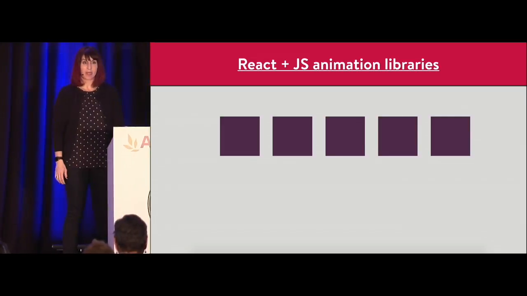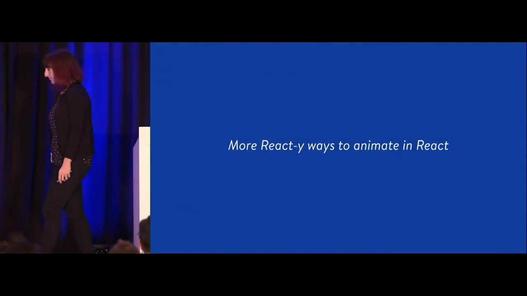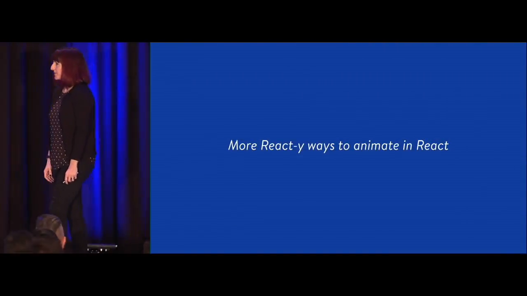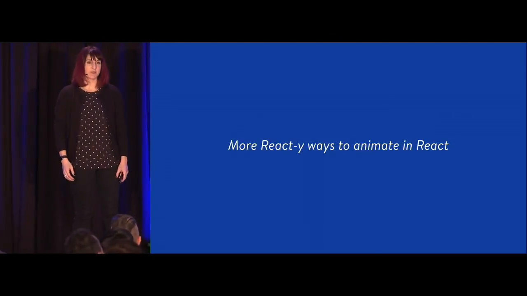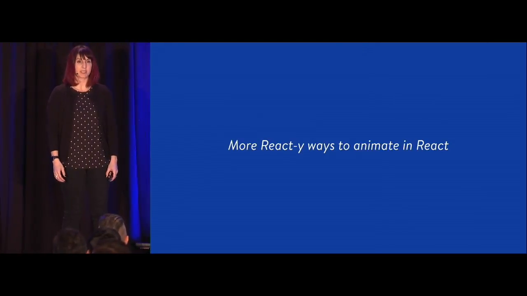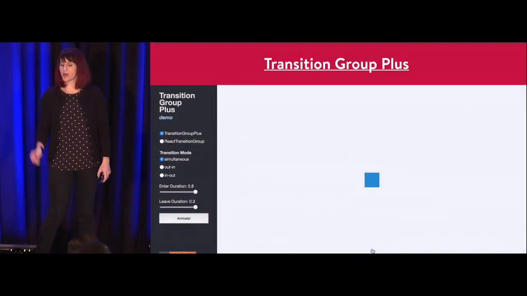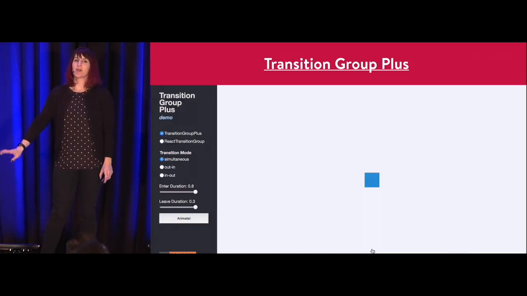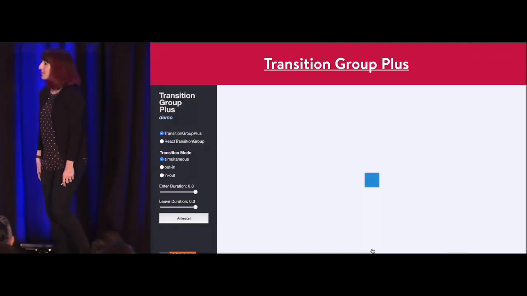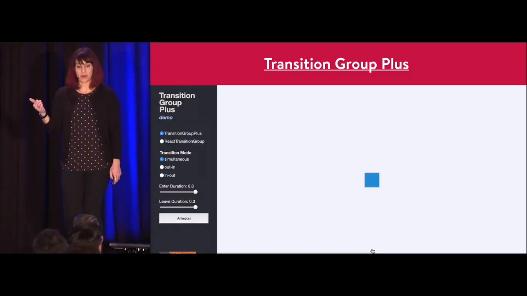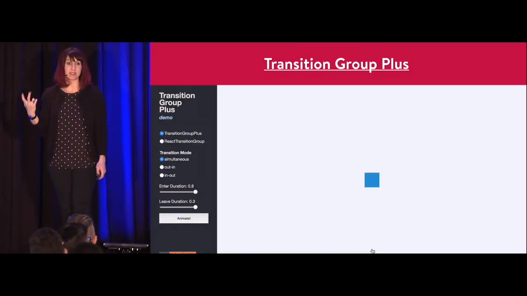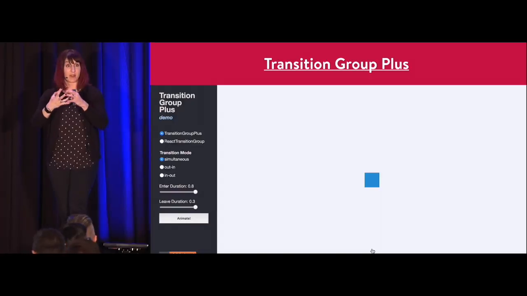Of course, there are more React-y ways to animate in React. And I've used a bunch of them, but I wanted to give you a short list of the two of them that I've used in past projects that didn't make me hate everything. So the first one is Transition Group Plus. There's a lot of things that have almost the same name in React, so it's really hard to say the names right. But Transition Group Plus is this really great component that handles both exit and entrance animations together as one thing.